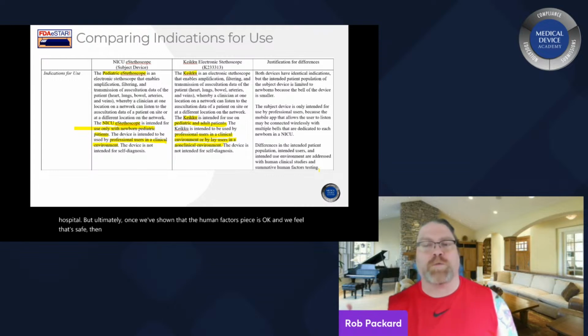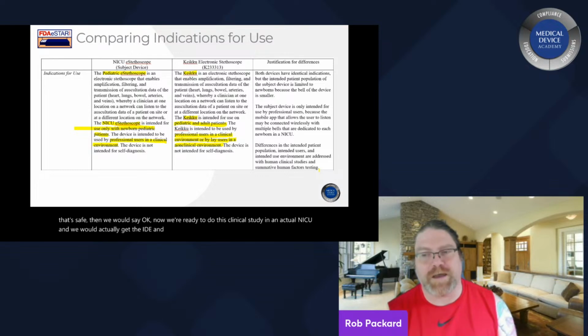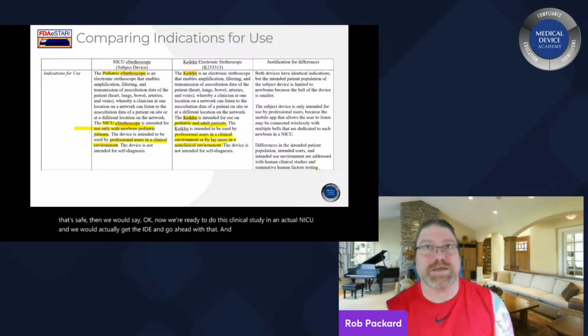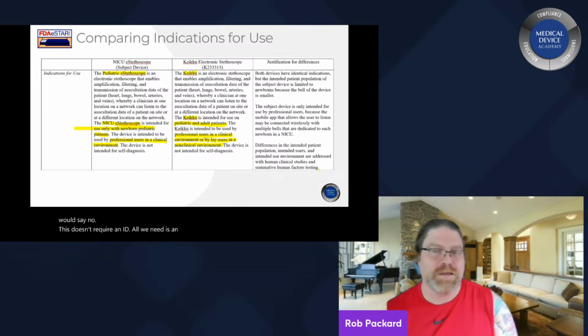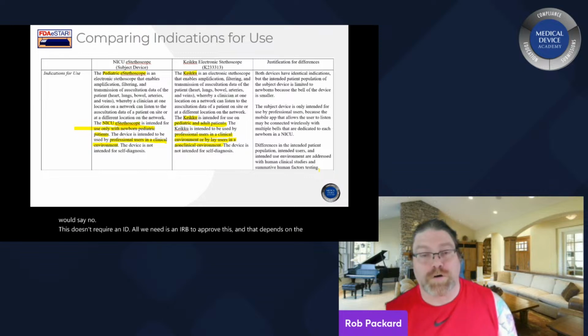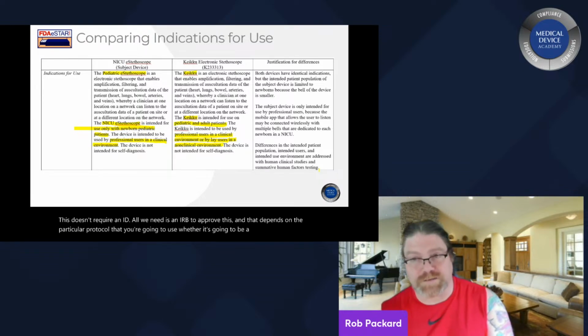But ultimately, once we've shown that the human factors piece is okay and we feel that's safe, then we would say, okay, now we're ready to do this clinical study in an actual NICU. And we would actually get the IDE and go ahead with that. And it might be something they would say, no, this doesn't require an IDE. All we need is an IRB to approve this. And that depends on the particular protocol that you're going to use, whether it's going to be a significant risk device or a non-significant risk device.